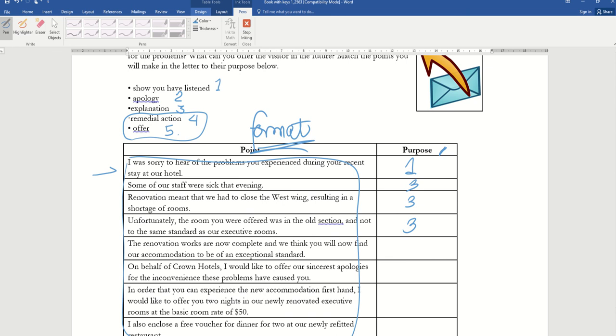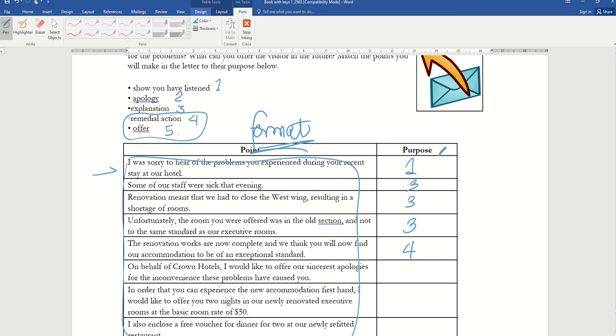The renovation works are now complete. You will now find our accommodation to be of an exceptional standard. During your stay, the hotel was under construction. Right now, we try to finish the renovating as soon as possible. So we take an action.